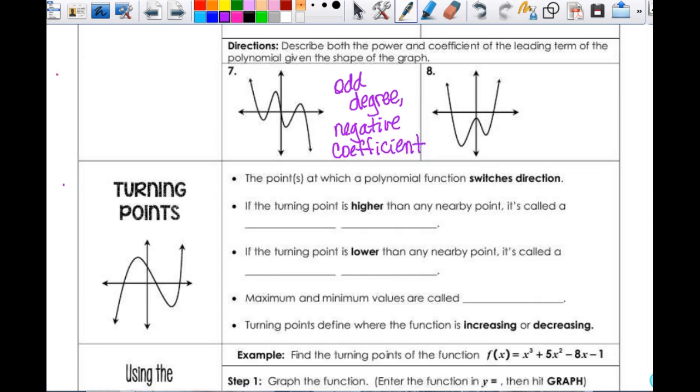So now look at number 8. See what you think about number 8. See if you can figure out what the degree is and what the coefficient is. I'll give you a second for that.